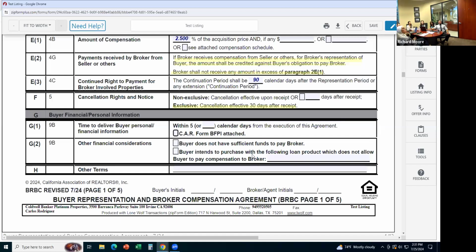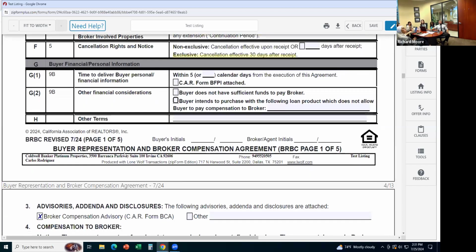Let's see, buyer intends to purchase with the following loan product, which is not... so this might be like a VA loan. They're going to purchase with the VA loan that doesn't allow the buyer to pay commission. So at least you're checking the box, and they're still saying that they're going to pay 2%, but within the purchase contract, they're asking the seller to pay those 2%. And with the VA loan, I heard that they changed it now, which allows the seller to pay for the buyer's commission in that situation, where before they wouldn't. So you can check that box in that situation.